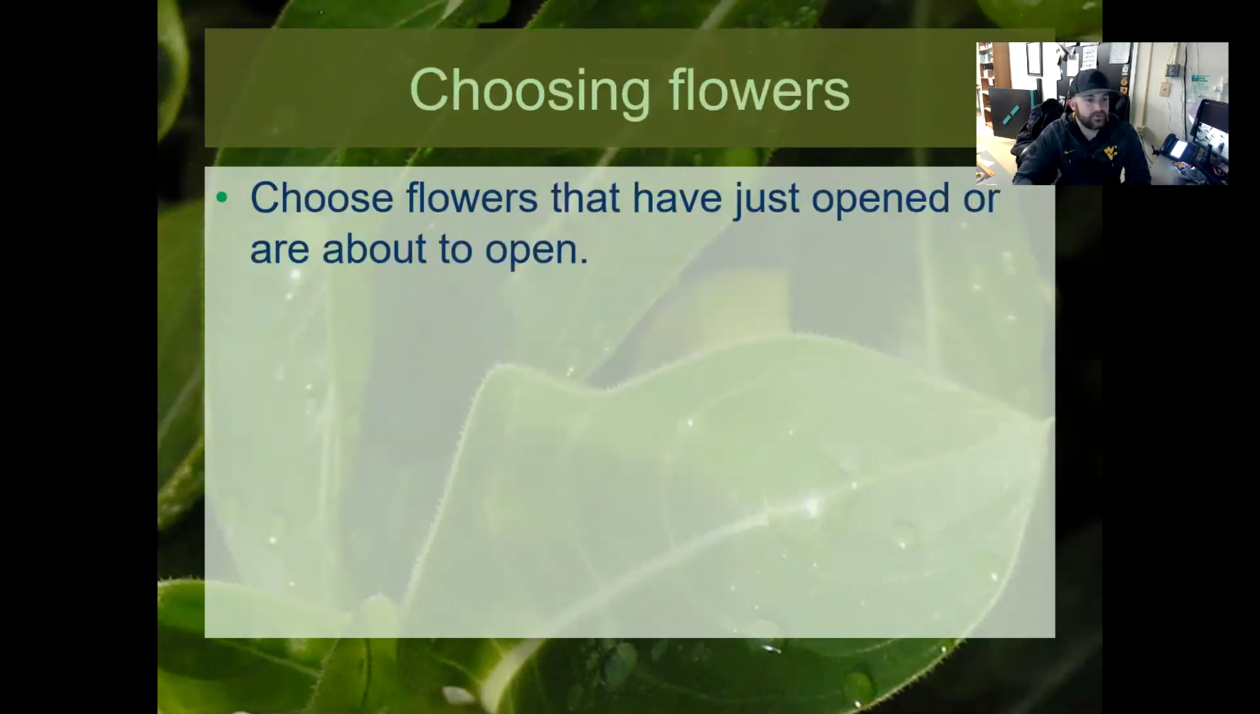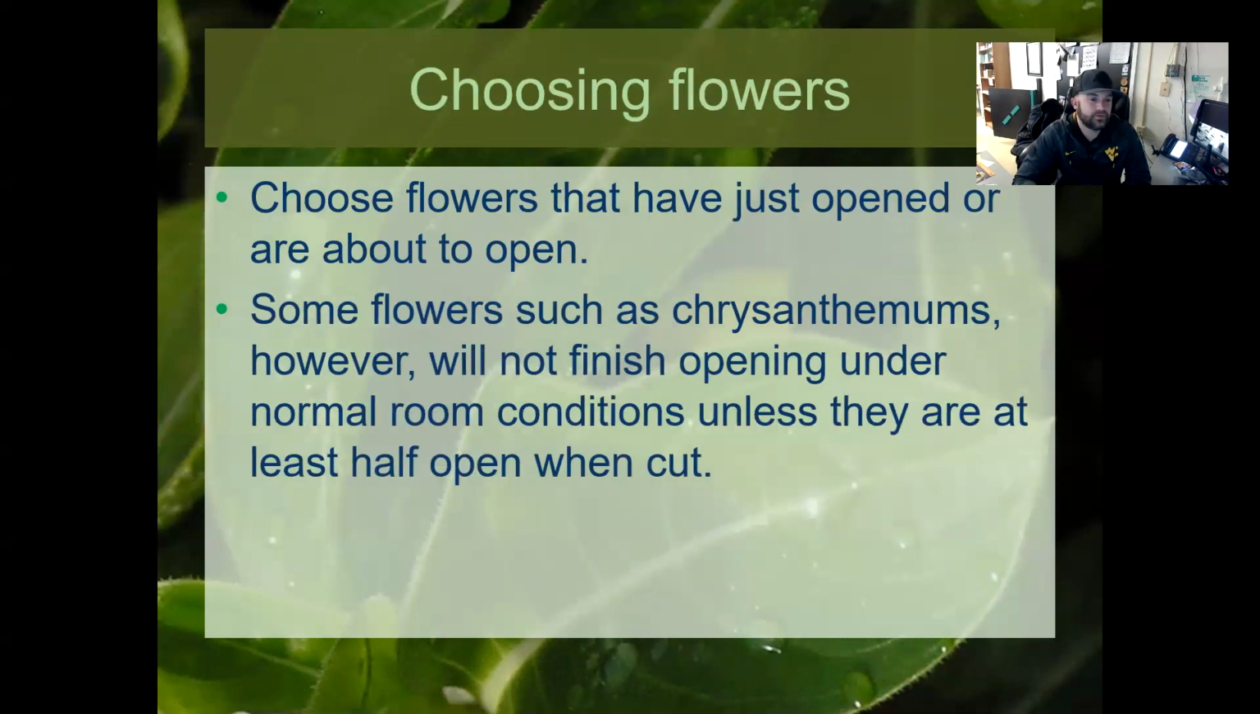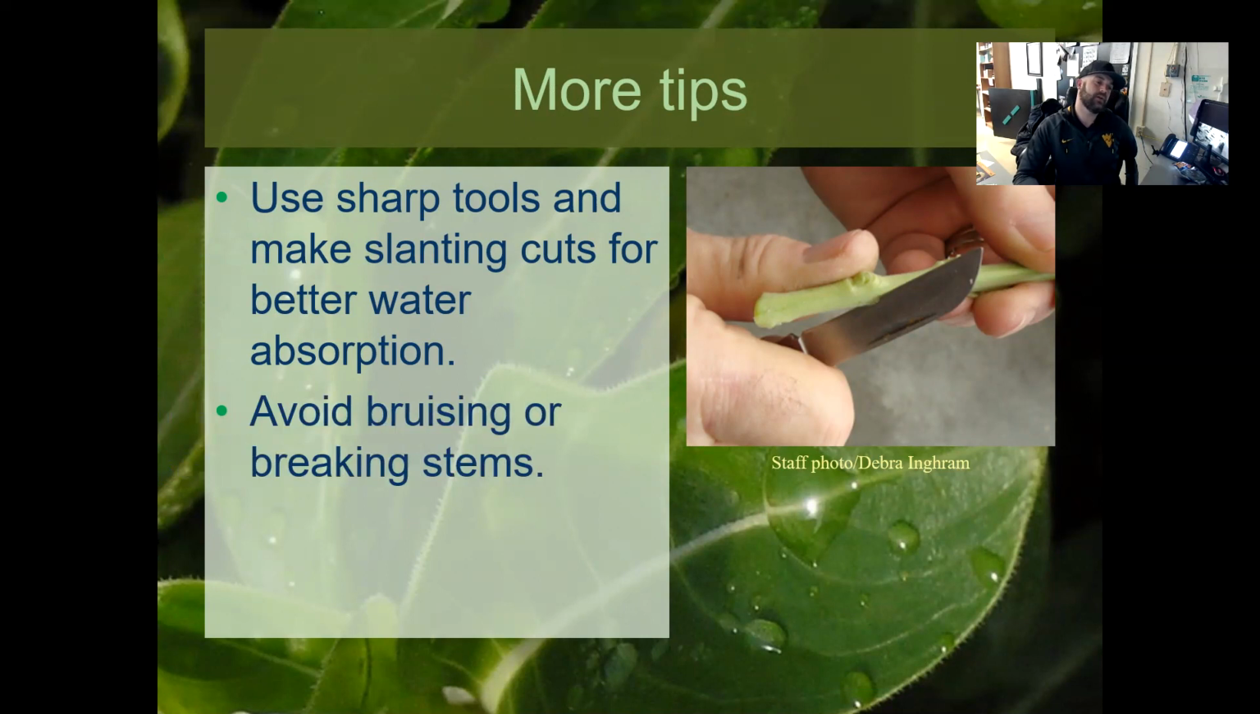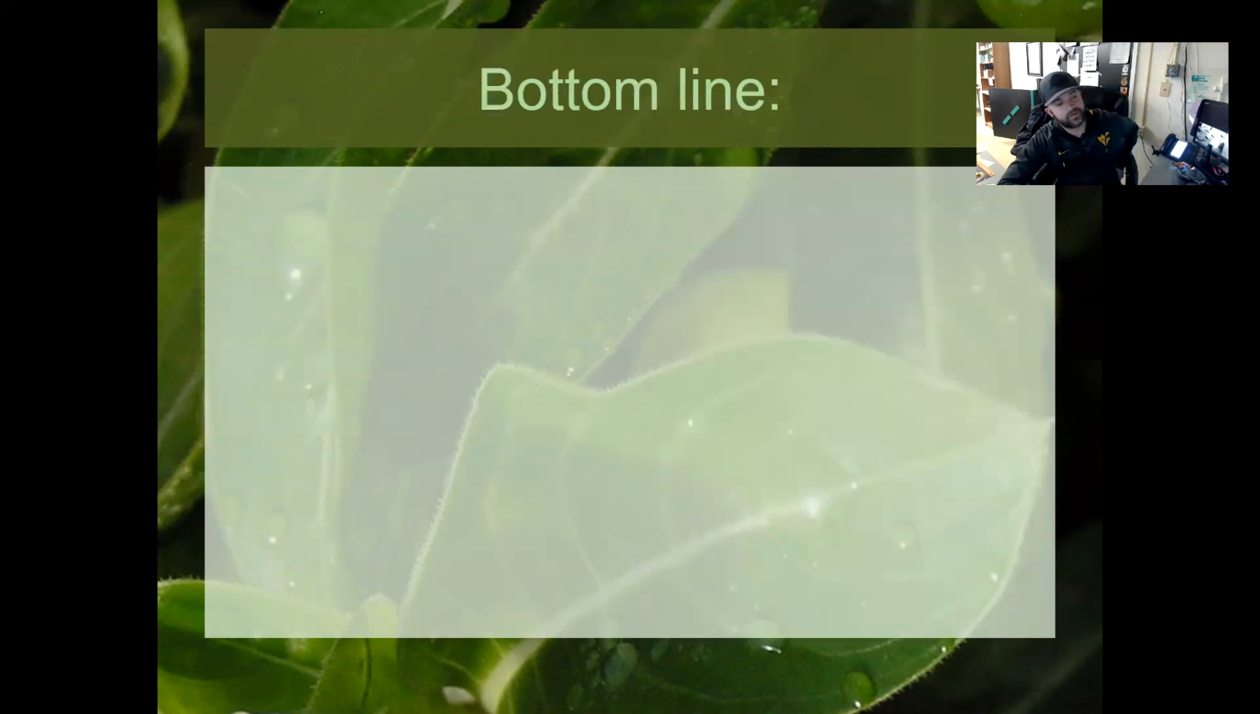When you're choosing flowers, you want to choose flowers that have just opened or are about to open. Some flowers such as Chrysanthemums, however, will not finish opening under normal room conditions unless they are at least half open when cut. So be aware of different types of flowers and make sure you're doing your research. Some more tips here: use sharp tools and make slanting cuts for better water absorption. Avoid bruising or breaking stems.